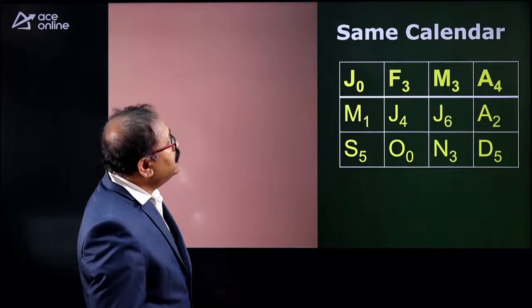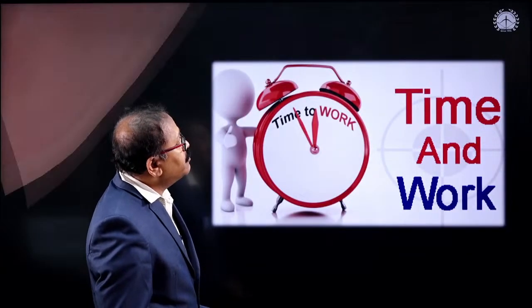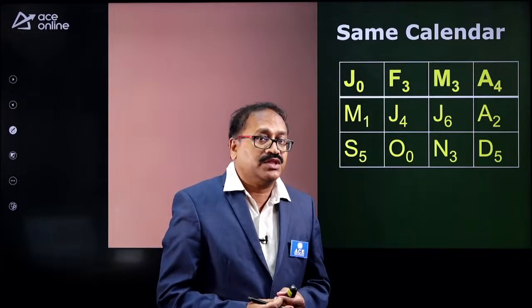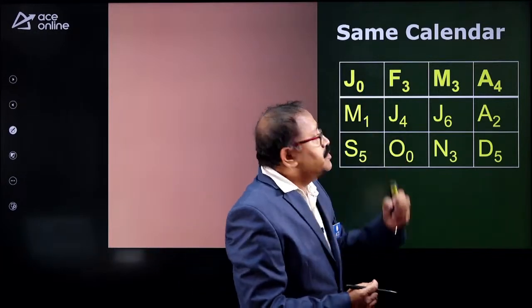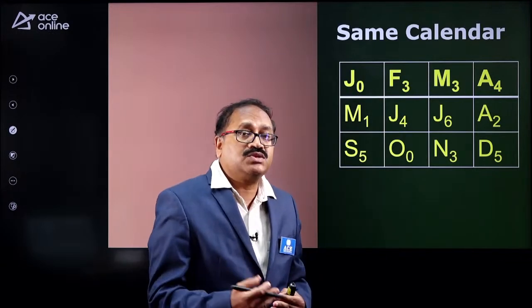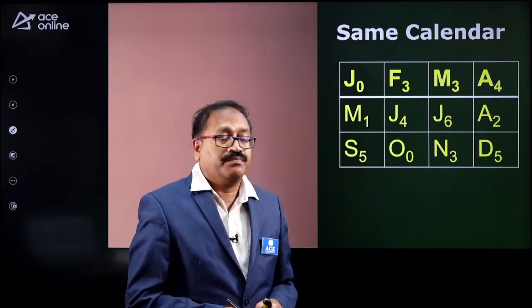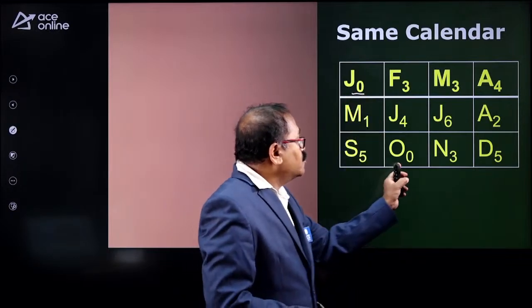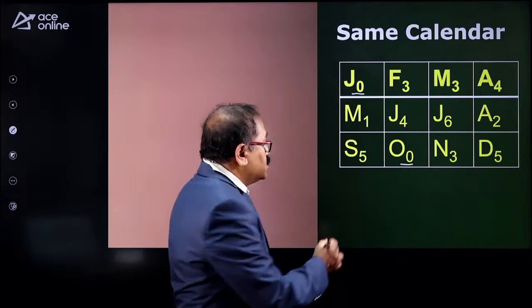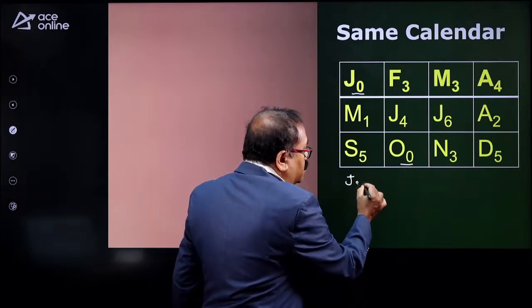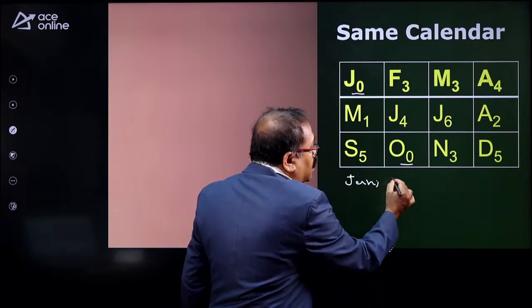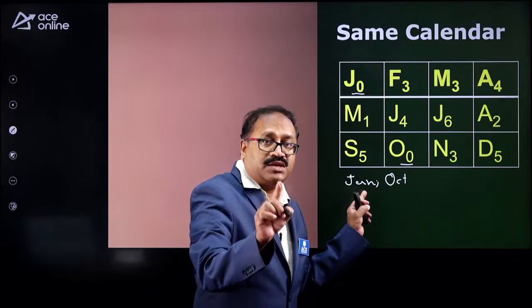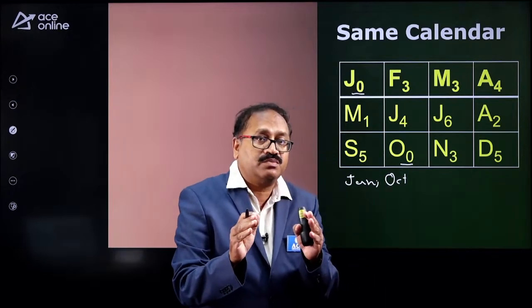And coming to this, while we are working on it, I am sharing a small piece of additional information with you. On which months of the year will the calendar be the same? Did you notice that the January code is 0 and the October code is 0? So the January month calendar will be the same as the October month calendar. In other words, if the 1st of January is Sunday, the 1st of October will also be Sunday.